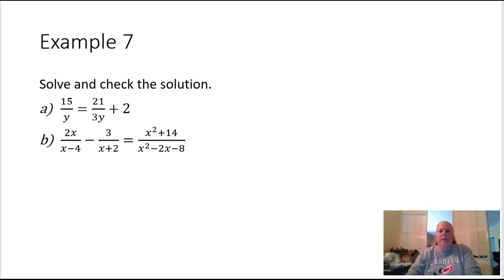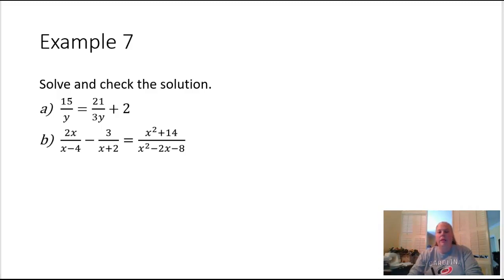This is example 7 from lesson R.5. And now we're going to solve some of these equations involving rational fractions. The best way to do this is to find the least common denominator of all the denominators and then multiply each individual term by that least common denominator.